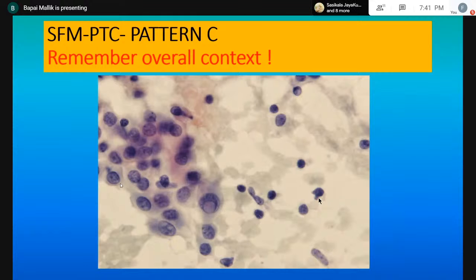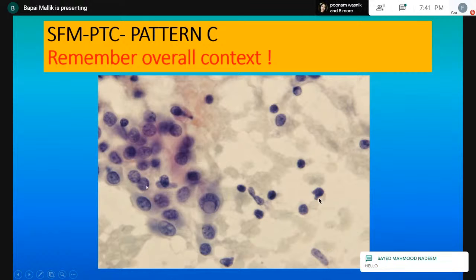Now, this is pattern C. Look at this. You have got this huge intranuclear cytoplasmic inclusion here. You've got the grooves, pale chromatin. This cell has got almost 2 or 3 inclusions lying over here. So you're pretty certain that these features are consistent with that of a papillary thyroid carcinoma.